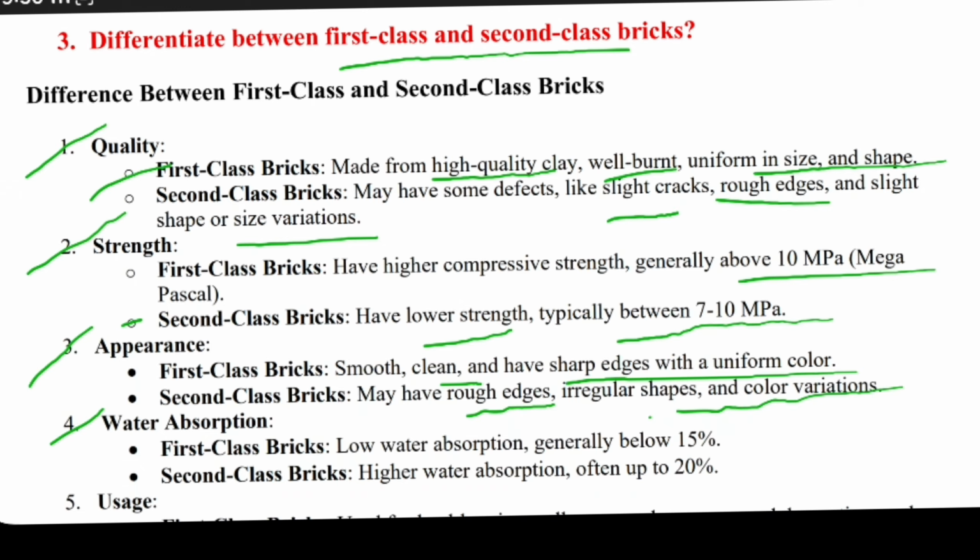The next property is water absorption. A first class brick has low water absorption, generally below 15%. A second class brick has higher water absorption, around 20%, which means there are more pores inside second class bricks.